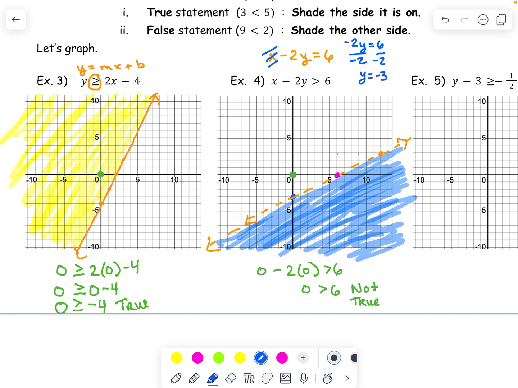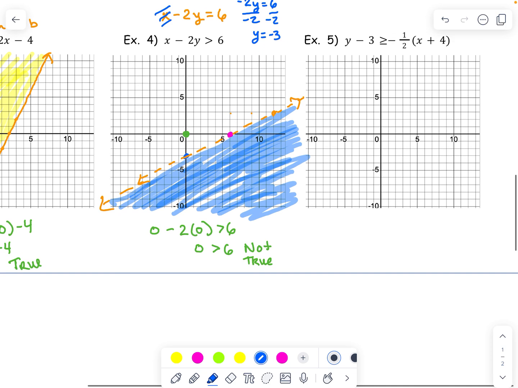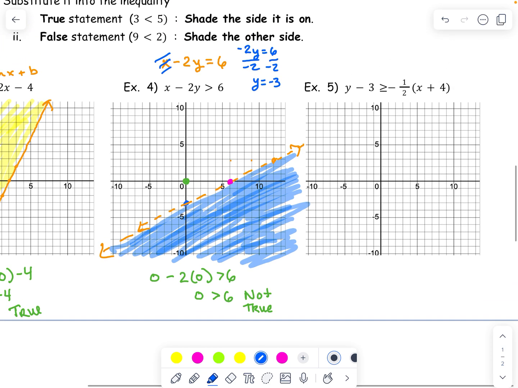All these are solutions. Now, do you have to go try another point in that region? No, you don't, because it's either true or false. So if one is false, the other one's true, etc. Whoa, okay, so this is another example of when y is not alone.